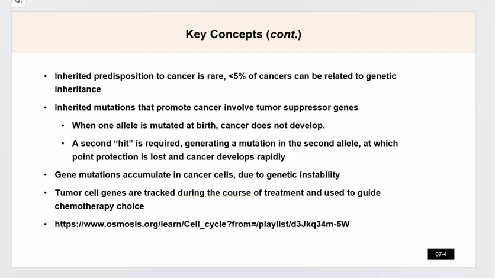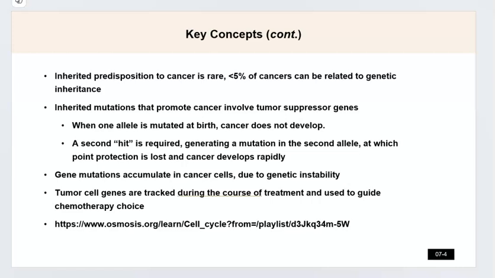And remember, if we talk about the DNA and then the chromosome, you have the two alleles. When one allele is mutated at birth, the cancer does not develop. But if you have an abnormal allele and a normal one, and then the normal one takes a second hit, you've lost your protection, and the cancer can now grow rapidly. So yes, some mutations can be passed down, but that being the sole reason you got the cancer is very rare. You have to have the second hit.